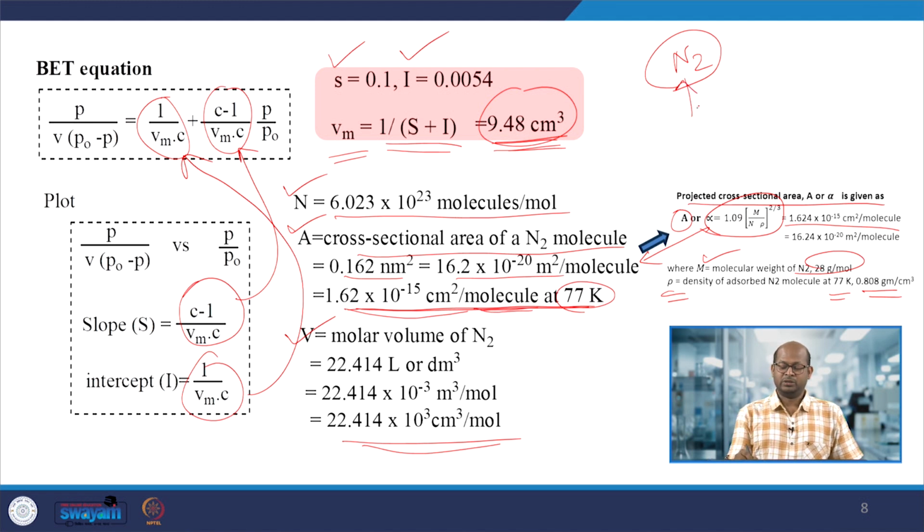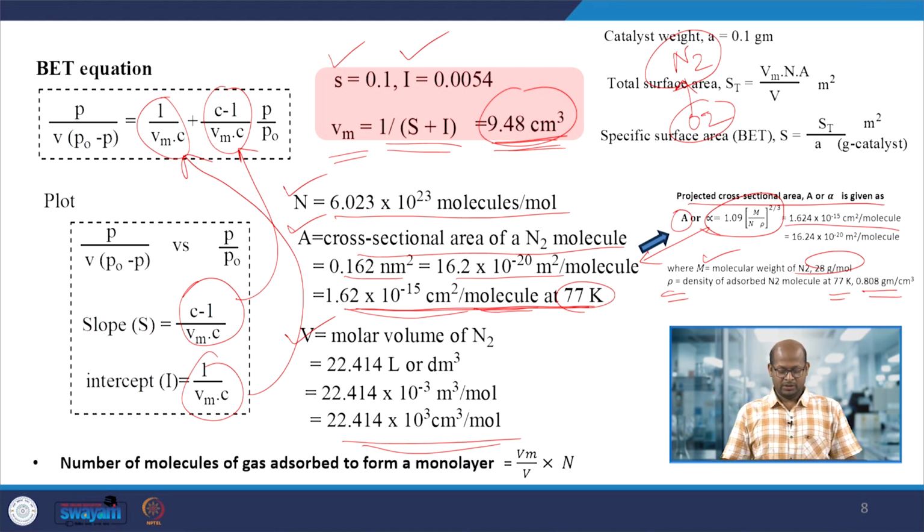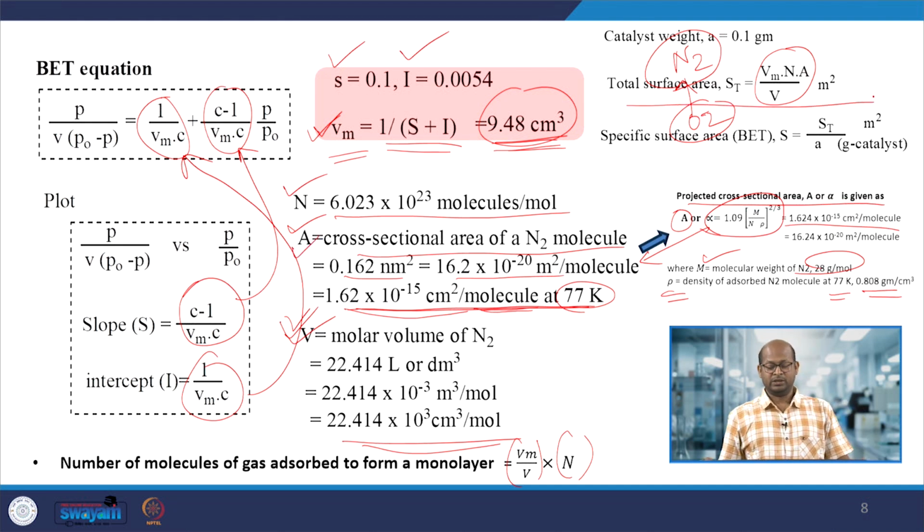Instead of nitrogen we can use oxygen or other molecules also. So based on that, we have to find out the projected area of O2 molecules, and then calculate the specific surface area of that particular porous material, nanomaterial or catalyst. Okay. So once we know, Vm by V, V is there, Vm is here, V is here. So Vm by V into N, multiplied with A, that is the cross-sectional area, then we can get the total surface area.